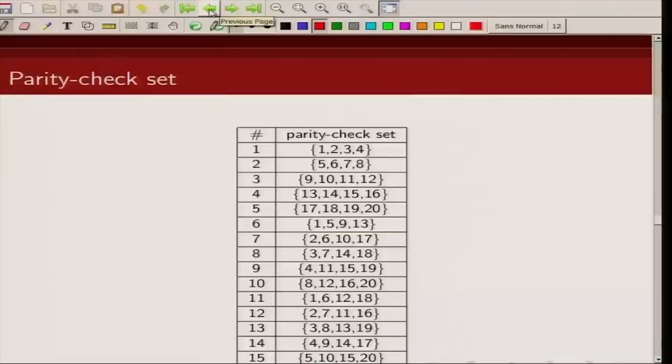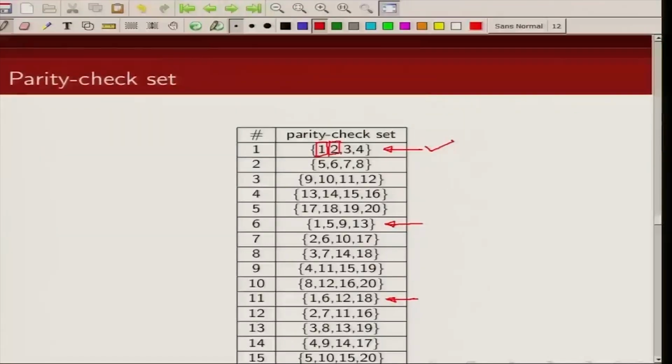So what are we going to do? We are going to look at all these parity check sets which have 1 in them. So this is our parity check set 1, 6 and 11. Now will this be satisfied? Yes, it will be satisfied. Why? Because this was also in error and this was also in error. So this parity check equation will be satisfied because two bits are in error.